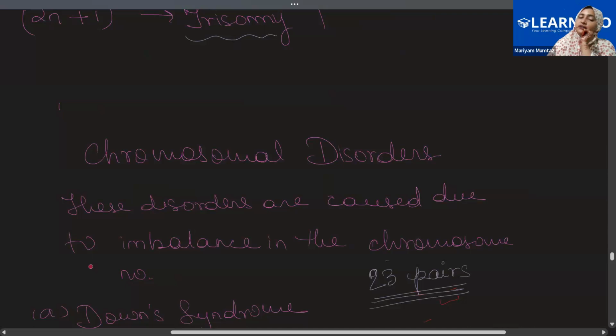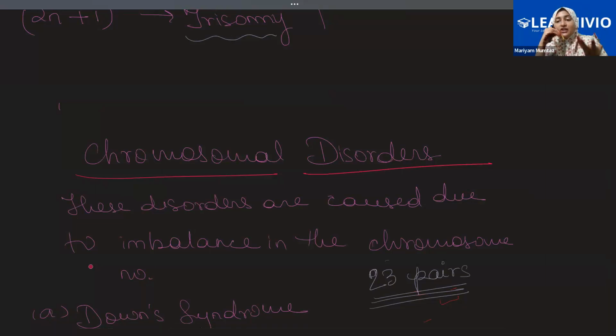Now coming to the last topic of this chapter, that is chromosomal disorders. They are very different from Mendelian disorders. When we talked about Mendelian disorders, we saw how the effects of genes cause particular diseases in human beings. But right now, we are going to talk about chromosomal disorders, which are caused by variations, changes or imbalance in the chromosome number.